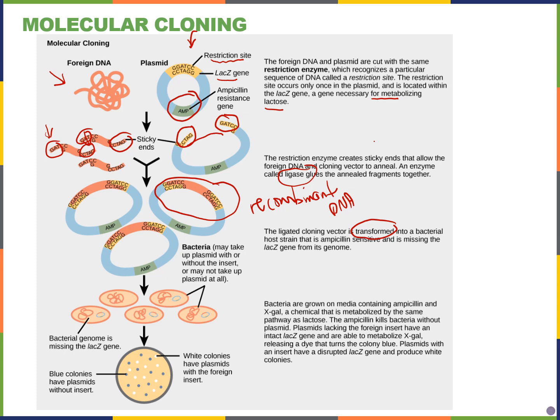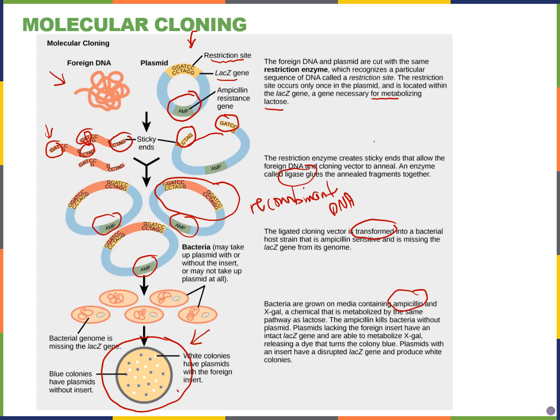So if I try to get these plasmids into the cells, what I can do next is have the cells grow on a petri dish containing ampicillin. If the bacteria did not take up the plasmid, they will be sensitive to ampicillin and they will not survive. So only bacteria that have taken up the plasmid and have that ampicillin resistance gene will survive.